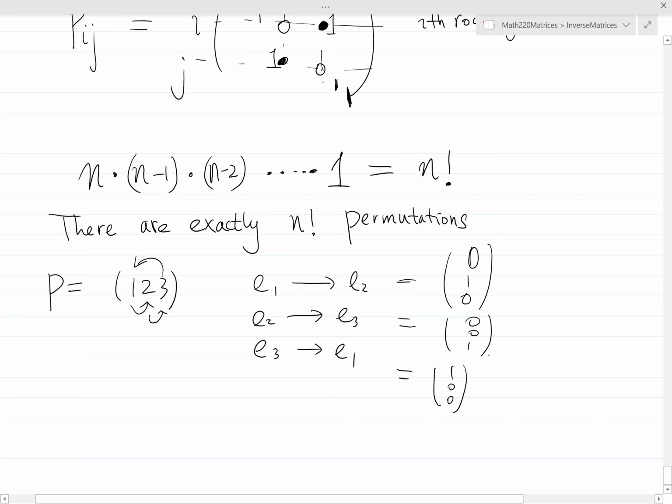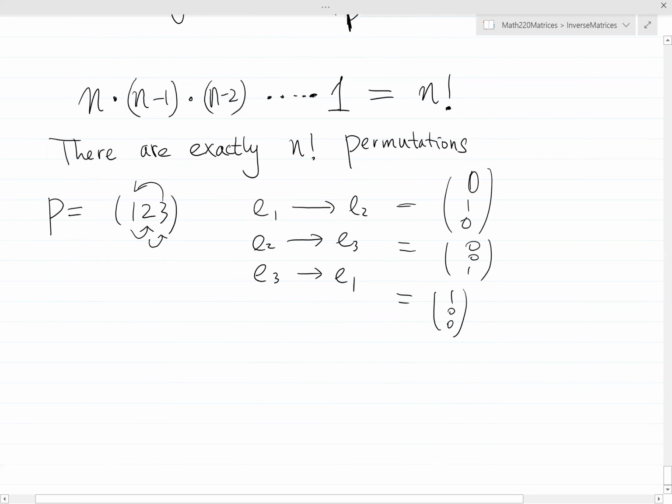Okay. Now the image of E1, E2, E3 gives us the columns. The image of E1 gives us the first column. Image of E2 gives us the second column, and the image of E3 gives us the third column. So the matrix representation of P should be: the first column, image of E1, which is E2, 0, 1, 0. Now the second column, image of E2, it should be E3, 0, 0, 1. And E3 has image E1, which is 1, 0, 0.